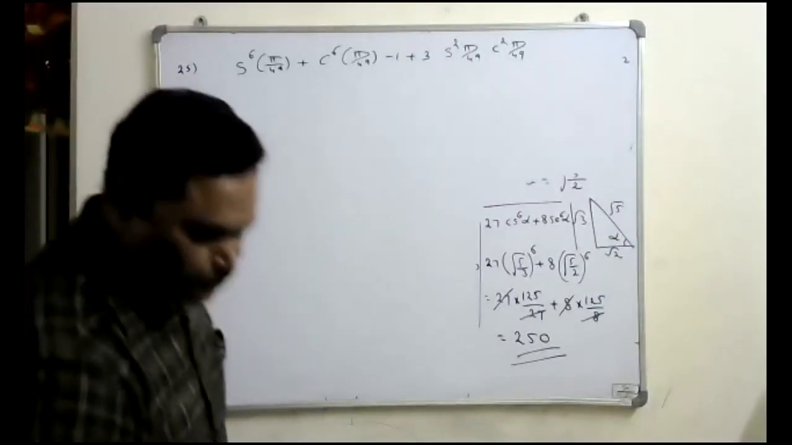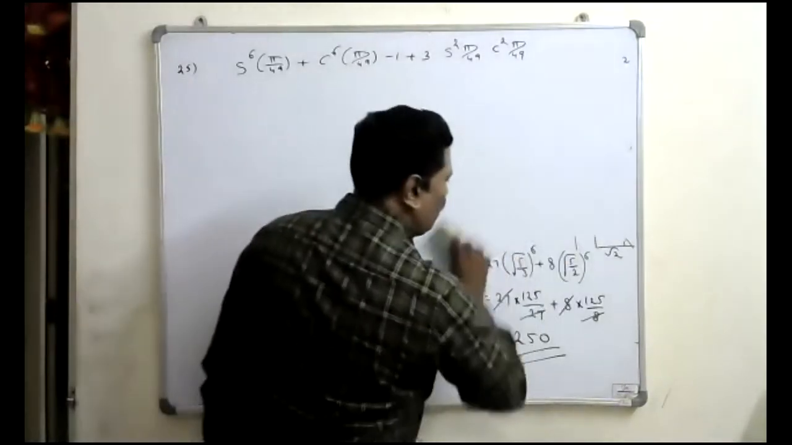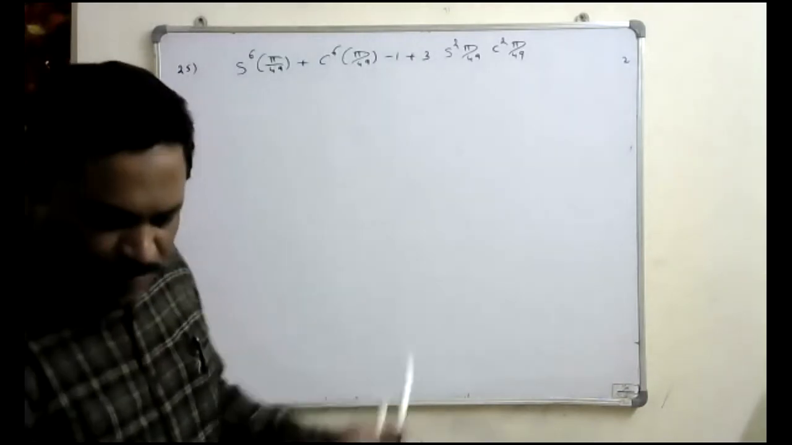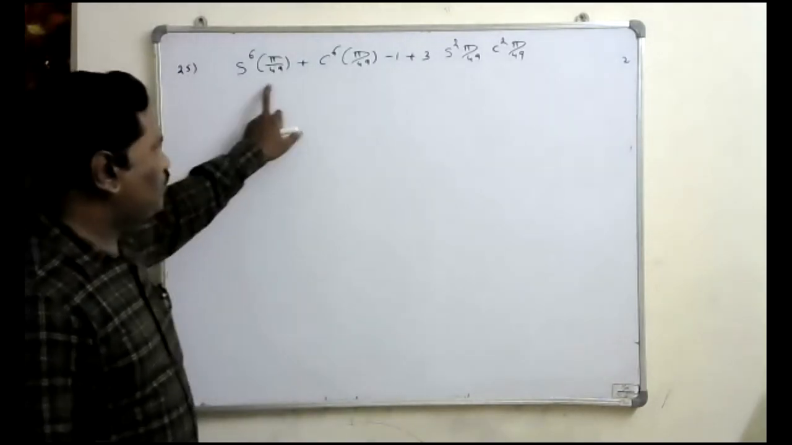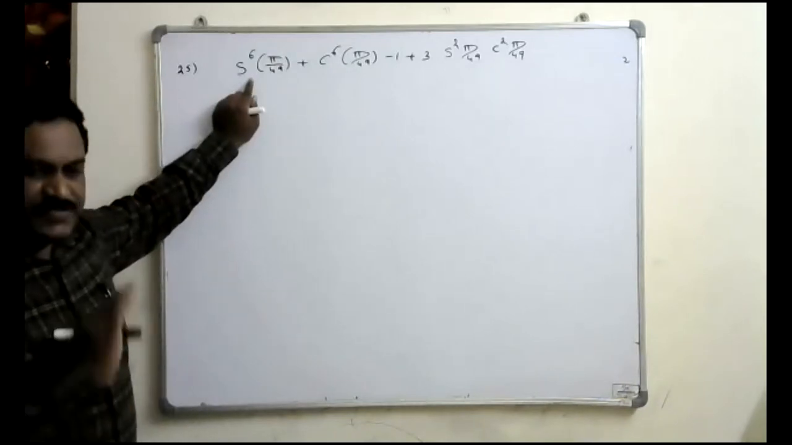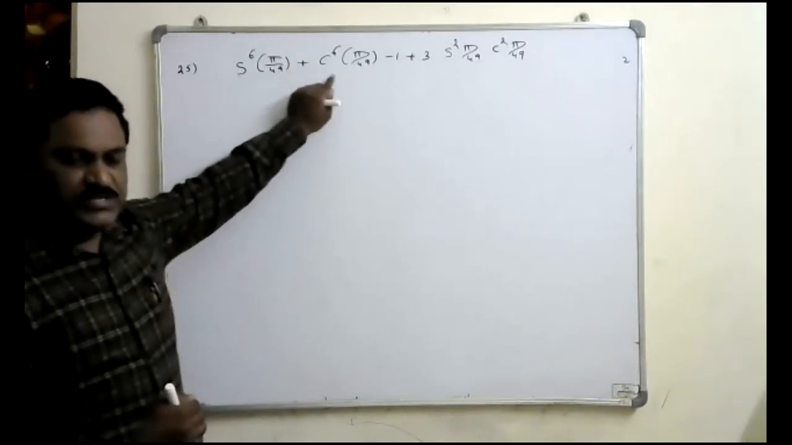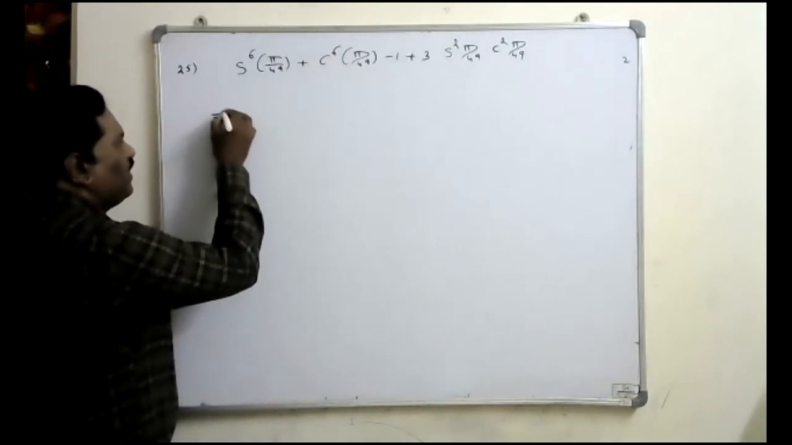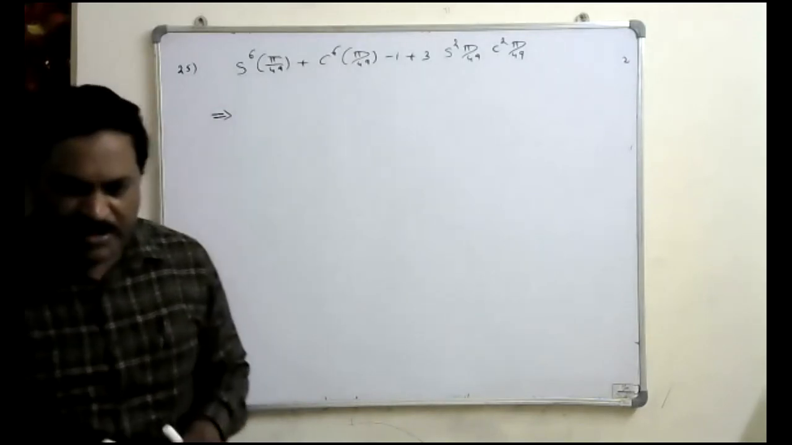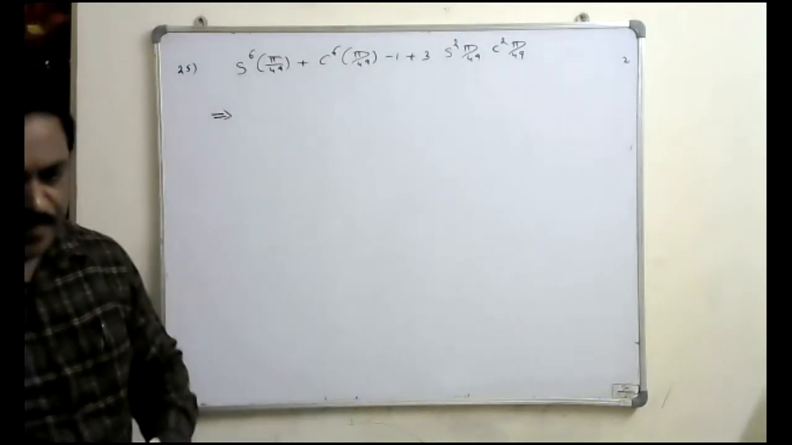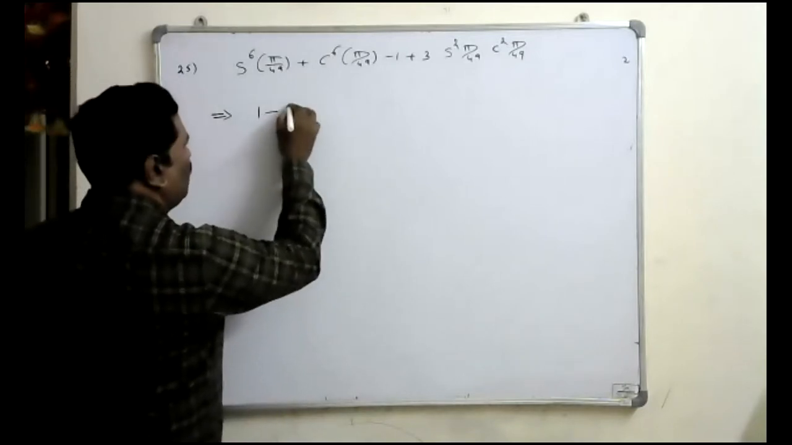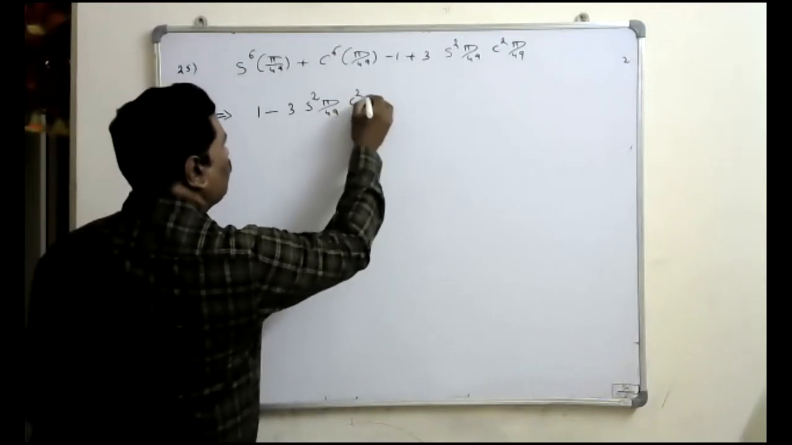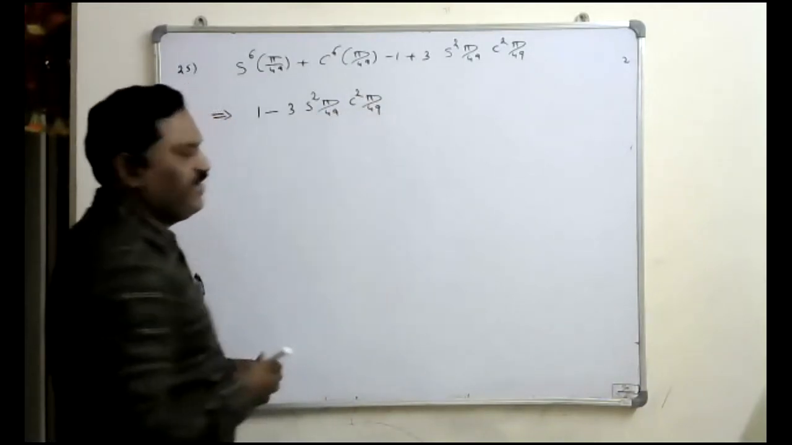Just observe here. Whatever the angle is, all those angles are the same. Observe the first two terms. These are in the format of sin^6 θ + cos^6 θ. What is the formula for sin^6 θ + cos^6 θ? How do you write it? 1 minus 3 sin²θ cos²θ, where θ here means π/49. This is the result we know.